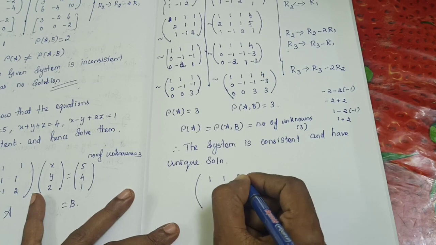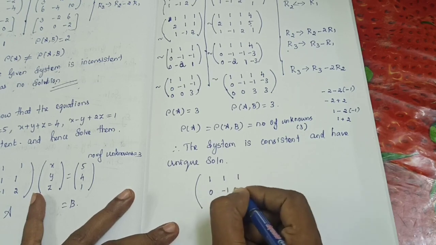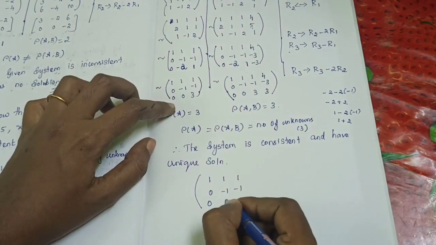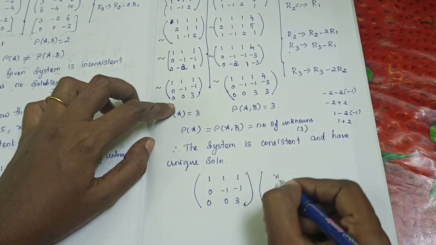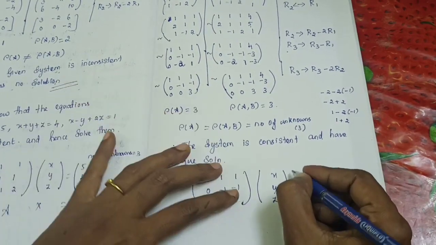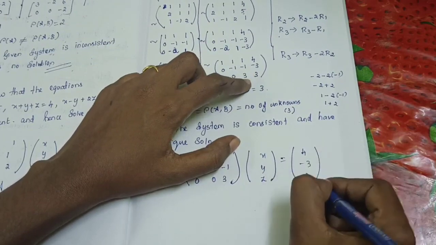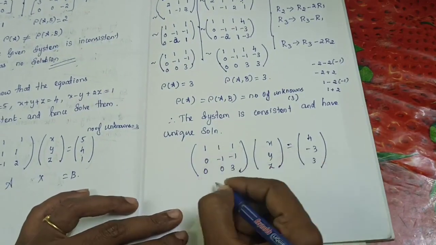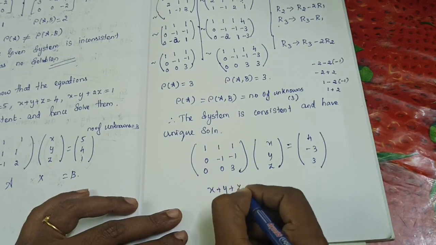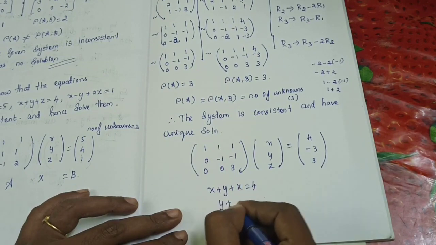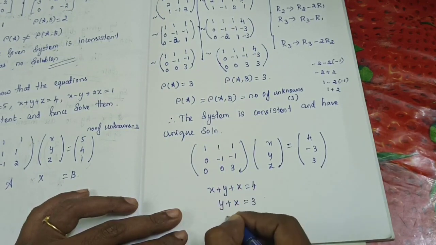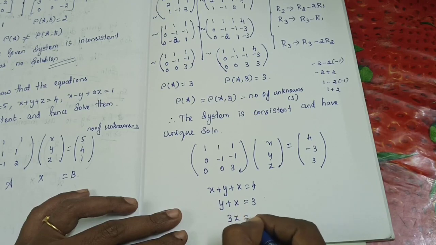That is 1 1 1, 0 minus 1 minus 1, this one only 0 0 3. The next one is x y z. That is equal to this last column, that is 4, minus 3, and 3. Okay. So how will you write this one? x plus y plus z is equal to 4. y plus z is equal to 3. Then 3z is equal to 3.